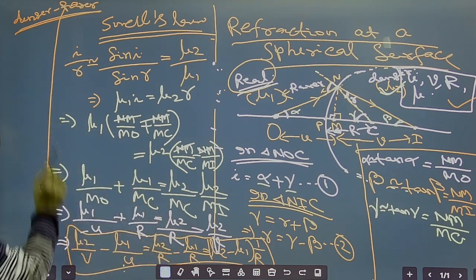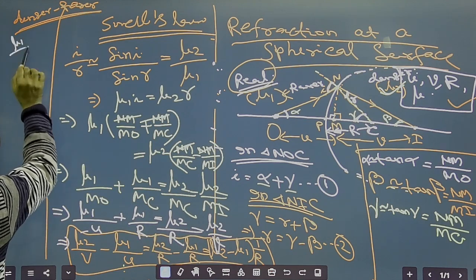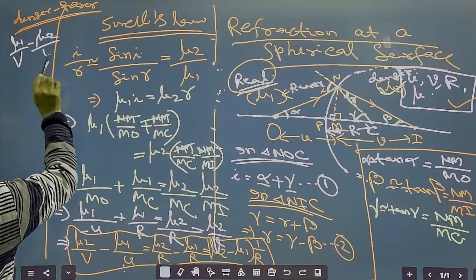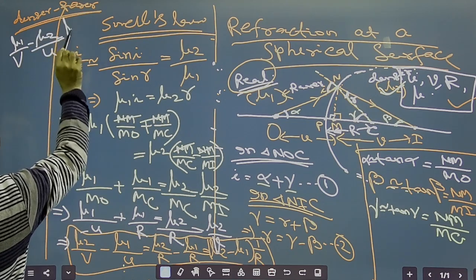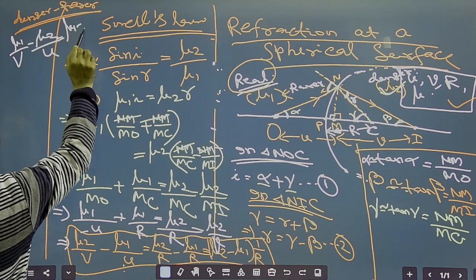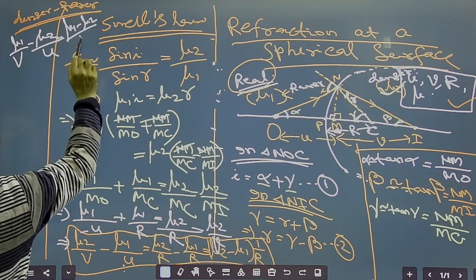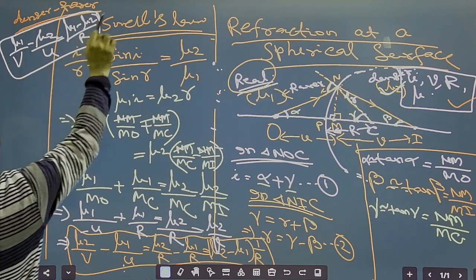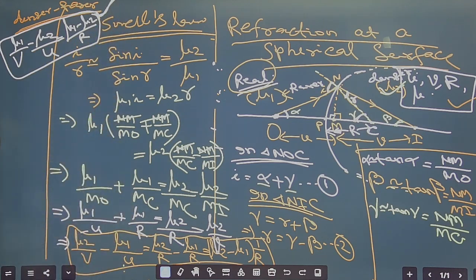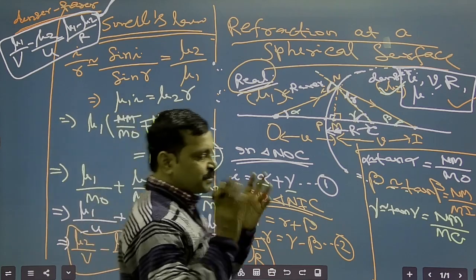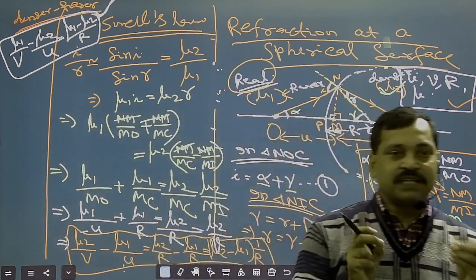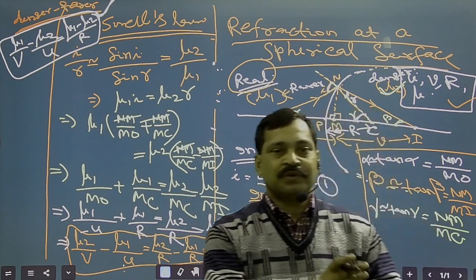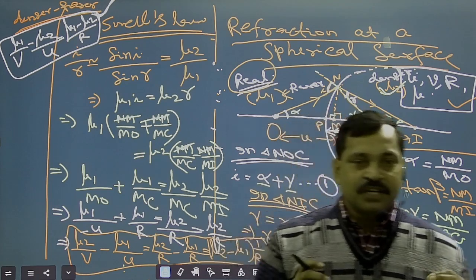So here I will be getting mu1 upon V minus mu2 upon U, and this will be equal to mu1 minus mu2 upon R, right? So this is the relation for any type of spherical surface, the only thing being that the ray is moving from denser medium to rarer medium. So I think this is clear to you all.